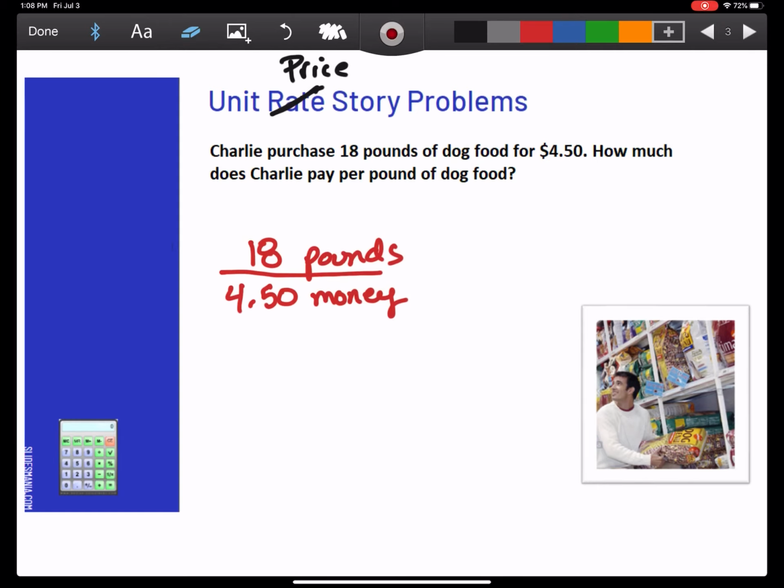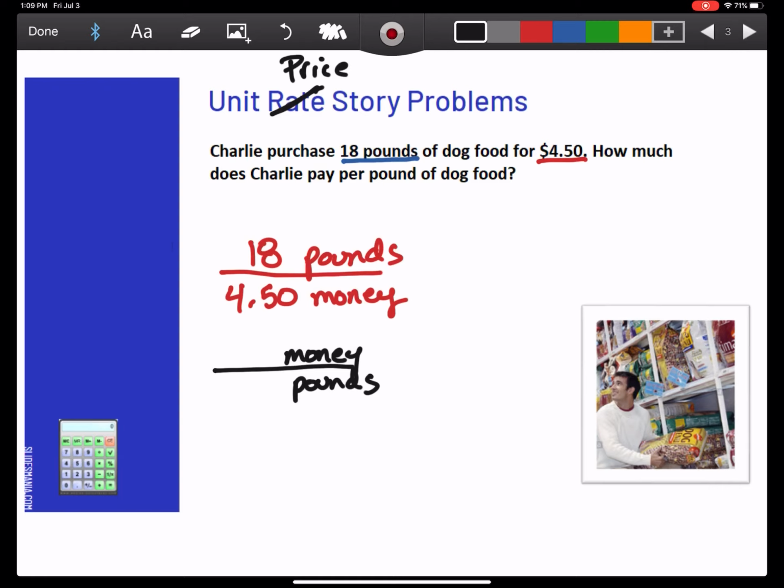Now let's look at this and see how we should have solved it. I want to leave that there in red so we can see that it's wrong. Yes, it is talking about 18 pounds of dog food. Yes, it is talking about $4.50. But remember that rule that we said we always want to follow: money always has to go on top. So when we set our problem up, our money or our costs should go on the top. And then what we're referring to, pounds, will go in the denominator.